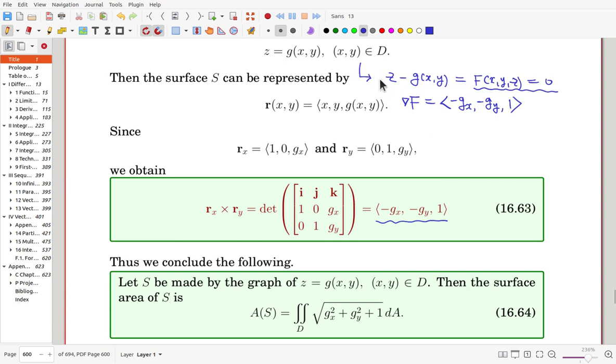Earlier, in chapter 14, we studied level surfaces, and the gradient of a level surface is the normal direction. In fact, that is the fastest growing direction of the level surface. So that is exactly the normal direction, and the cross product is always the normal direction. Okay? So you can easily memorize that one. Okay?